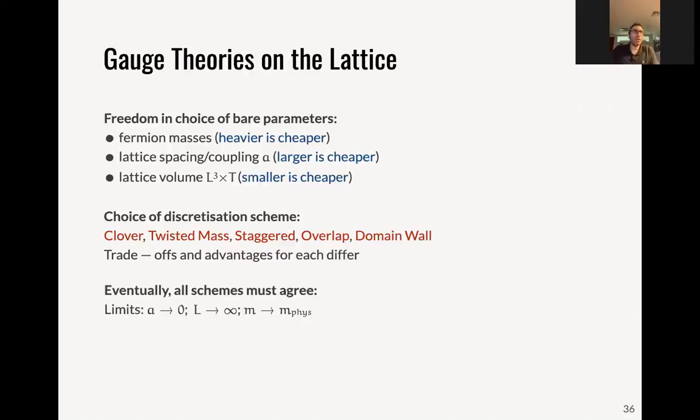What should happen though, is that eventually, if you take all the limits that you should take, so if you take the lattice spacing to zero, you take the infinite volume limit, and you set all your masses to the physical masses, then observables computed in any of these choices of discretization schemes, which I put here, should eventually agree.